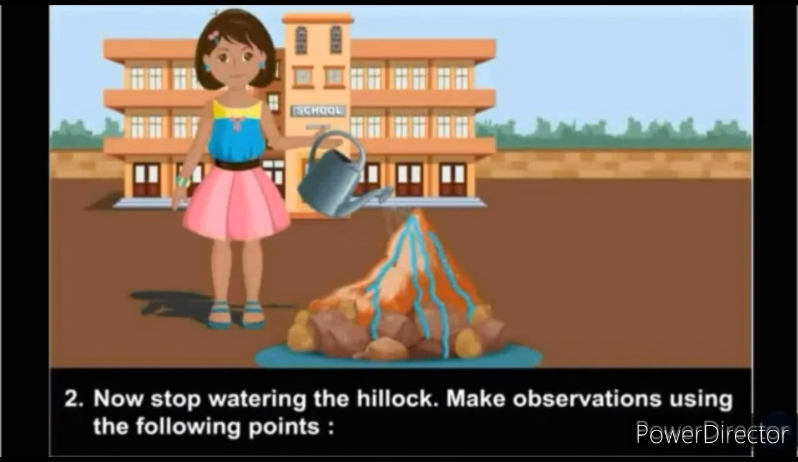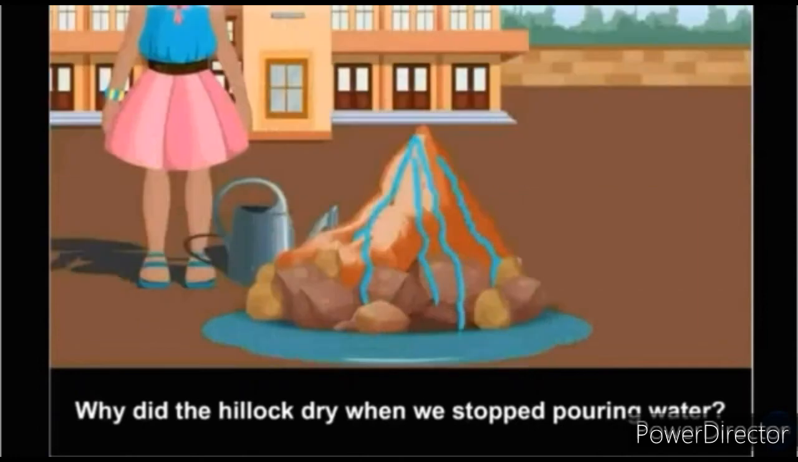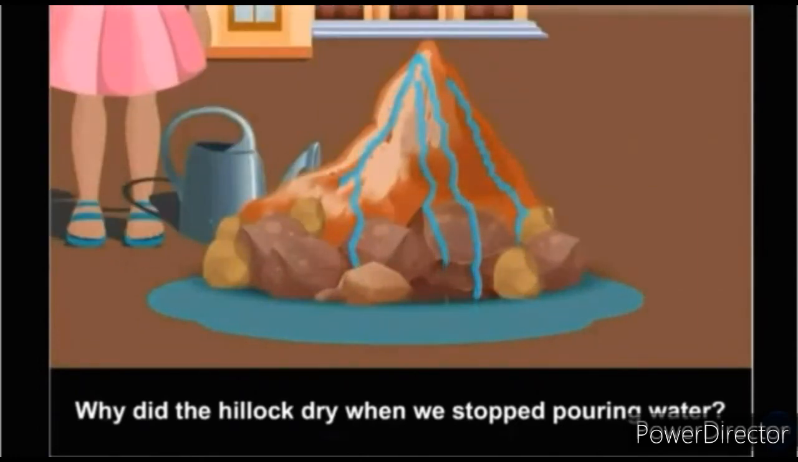Now stop watering the hillock. Make observations using the following points. Now stop watering the hillock and make the second observations. First one, why did the hillock dry when we stopped pouring water? Where did the water go?